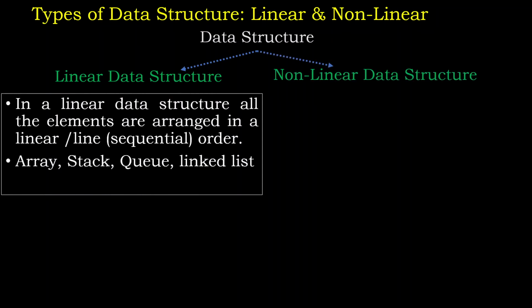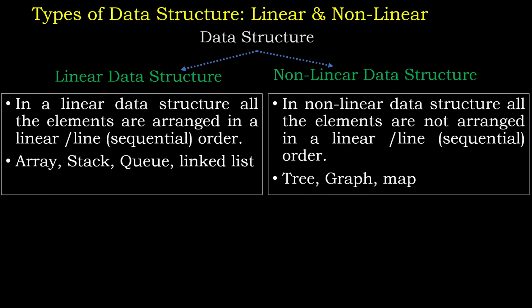In linear data structures, all elements are arranged, organized in a line, in a sequential order. For example, array, stack, queue, linked list. So these are examples of linear. All these elements, all nodes, are organized in one sequential order.